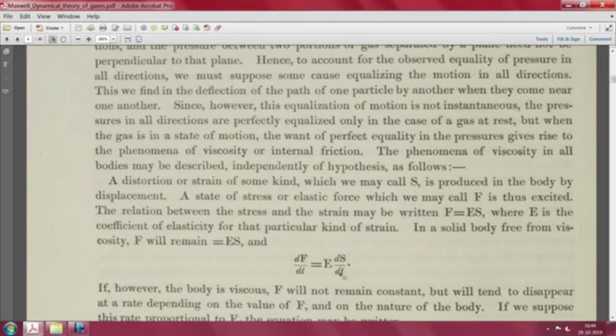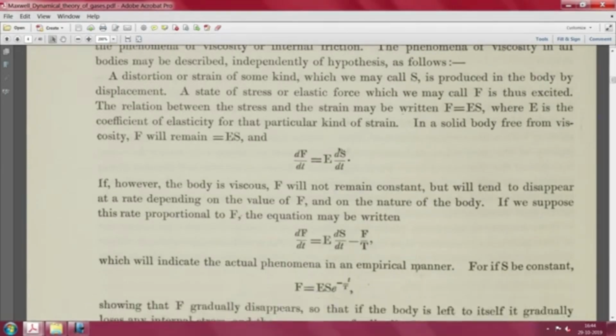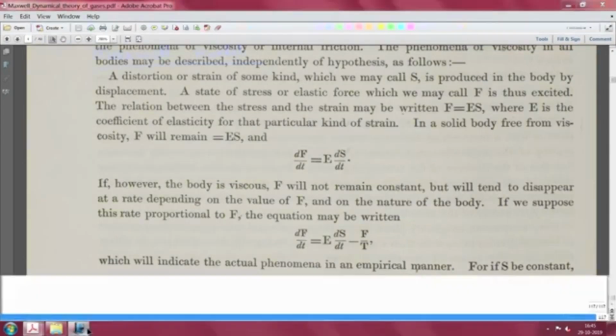this particular equation, where there is a solid body. So, there is a solid body that has dF by dt equal to E times ds by dt minus F over t, where there is a body which has both elasticity and viscosity at the same time. Right. So, this t is a relaxation time scale. So, what we will do is we will try to derive this from our first principles, and we will see whether we end up with this equation or not.